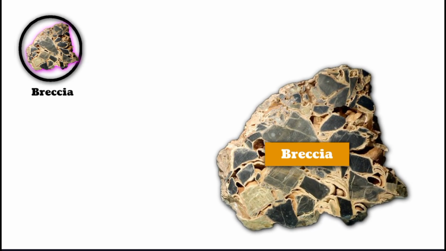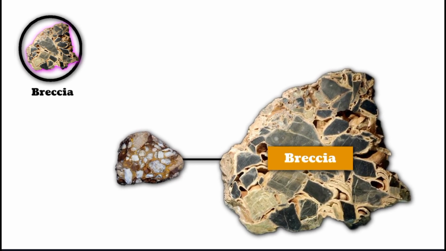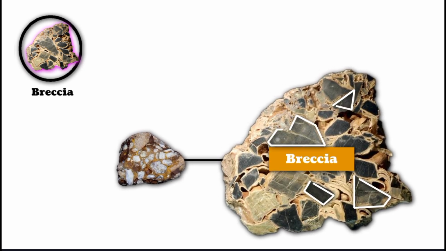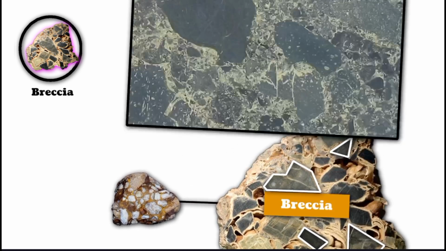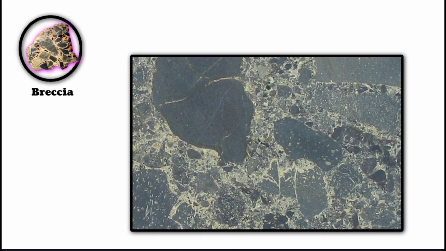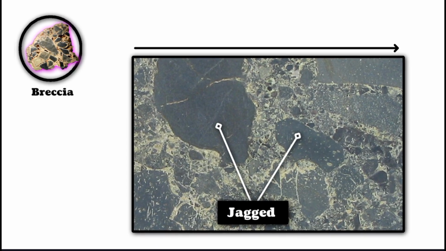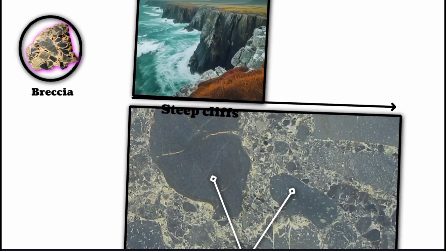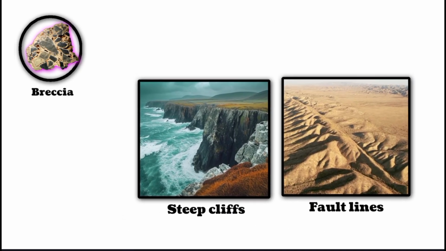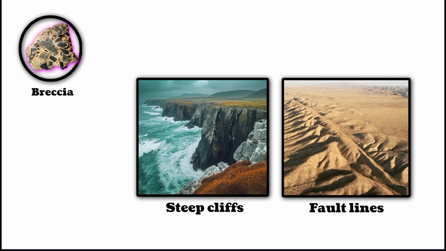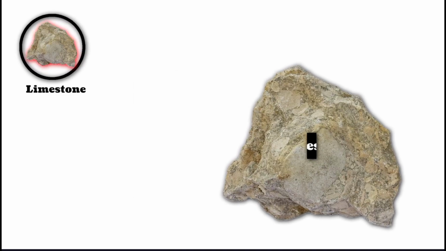Number 5. Breccia. While it looks similar to a conglomerate, breccia is made of sharp, angular fragments rather than smooth ones. This tells a very different story. Because the edges are still jagged, we know the fragments didn't travel far from their source. Breccia often forms at the base of steep cliffs or along fault lines where rocks have been shattered and quickly cemented back together.